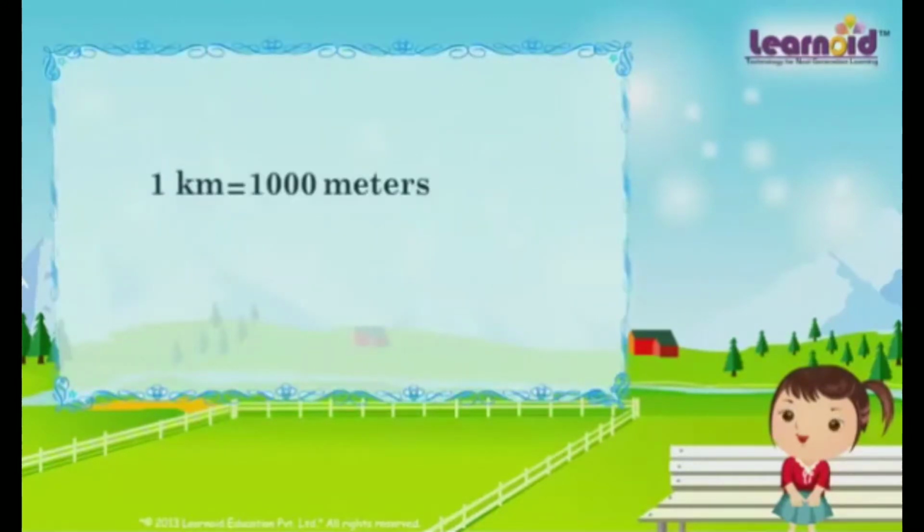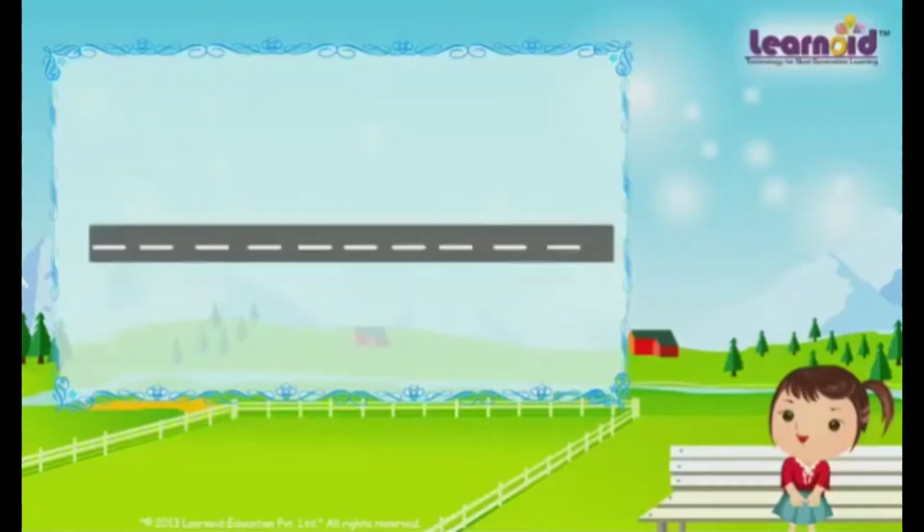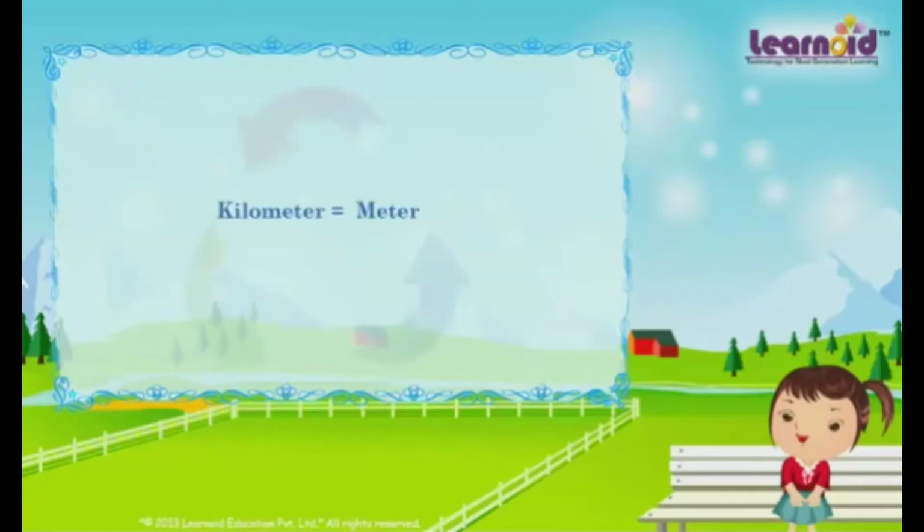We all know that 1 kilometer is equal to 1000 meters. So, if we walk, approximately one step is 1 meter. In the same way, when we continue walking and reach 1000 meters, that is equal to 1 kilometer. So, we all know that 1000 meters makes 1 kilometer.